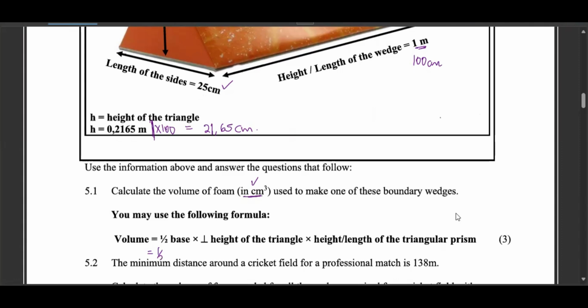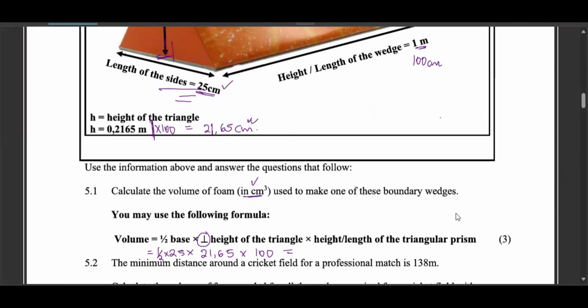So this is a half times. What is my base? The base will be this one here, the line which touches the perpendicular. So the base is 25. We shall write 25 times the perpendicular line. This symbol means perpendicular line, this line that goes up, the height. They have told us the height of the triangle, but remember, we've changed it to centimeters, so we shall use 21.65 times the length of this one here, which is 100. Having done this, I believe so far you have 2 marks.